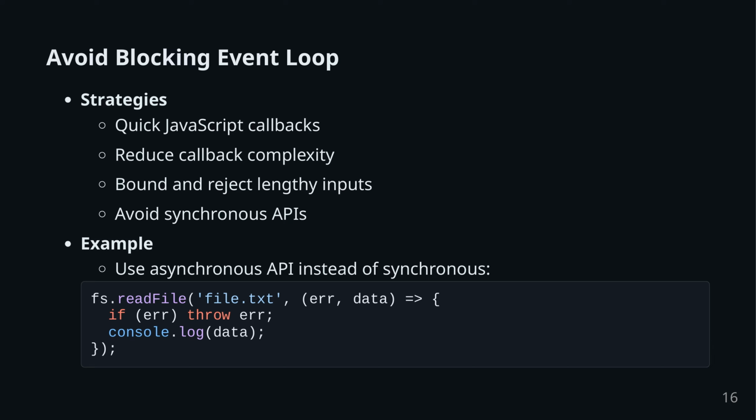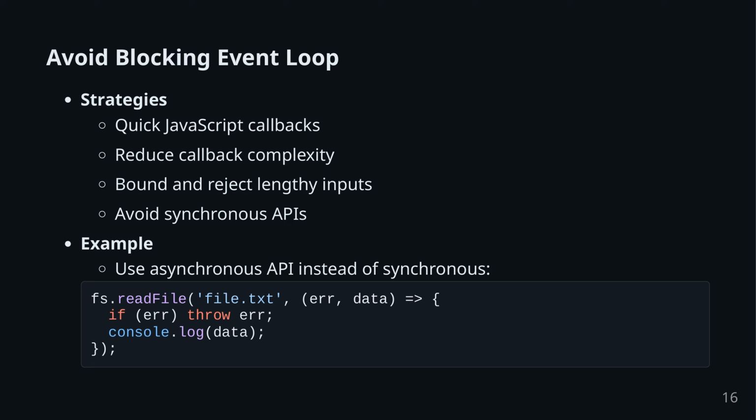Next, it's essential to bound and reject lengthy inputs. By limiting the size and complexity of the inputs your application processes, you minimize the risk of blocking operations. Furthermore, avoid using synchronous APIs. Synchronous operations hold up the event loop until the operation completes, which can block other useful work from happening. Instead, opt for asynchronous APIs that allow other processes to run concurrently.